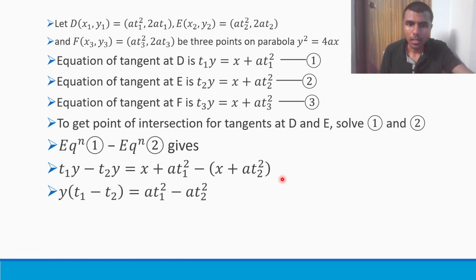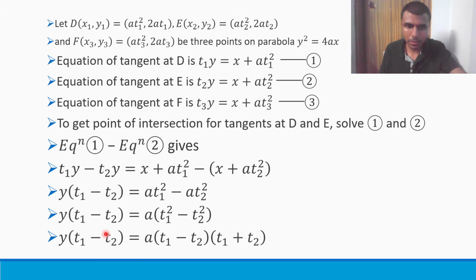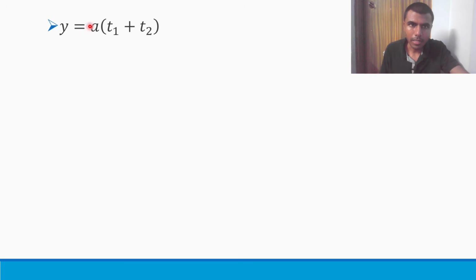Now next take a common. I get a into t1 square minus t2 square. Now what is a square minus b square? It is a minus b into a plus b. So t1 square minus t2 square is t1 minus t2 into t1 plus t2. Now this t1 minus t2 and this t1 minus t2 get cancelled, and I get y is equal to a into t1 plus t2. Okay, I got the y coordinate.